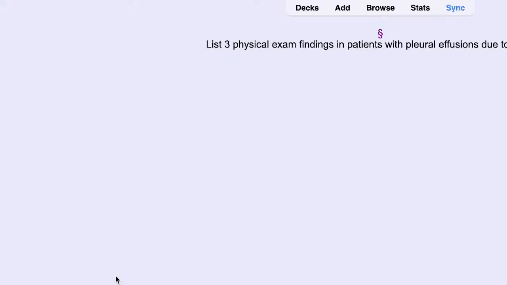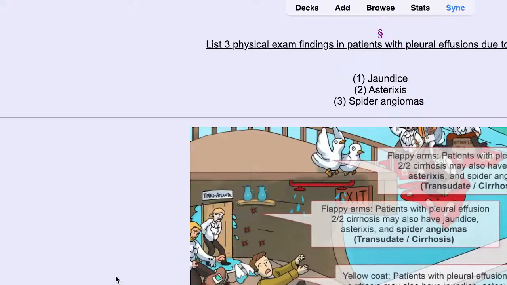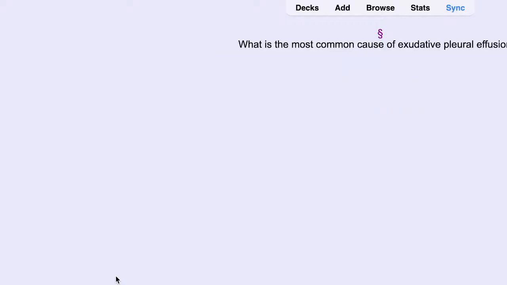Three physical exam findings in patients with pleural effusion from cirrhosis. You might have an enlarged liver, some jaundice, maybe asterixis. So you have asterixis, jaundice, and spider angioma. So you have the cirrhotic features. That's really just what you have to remember.